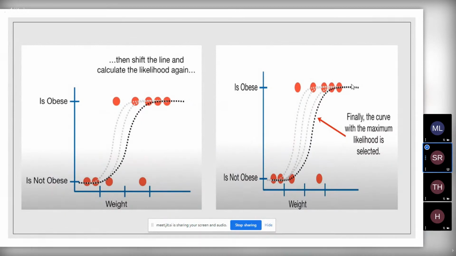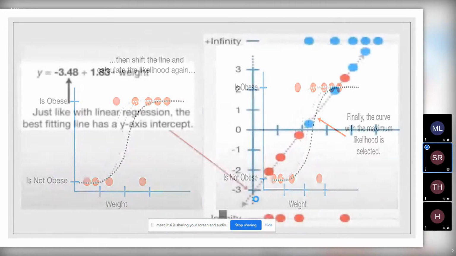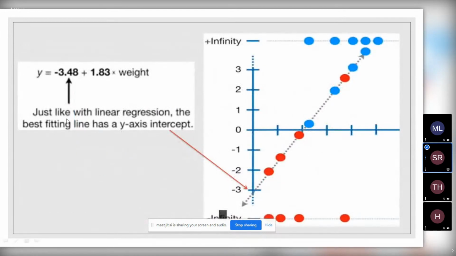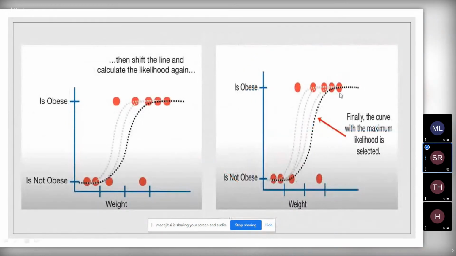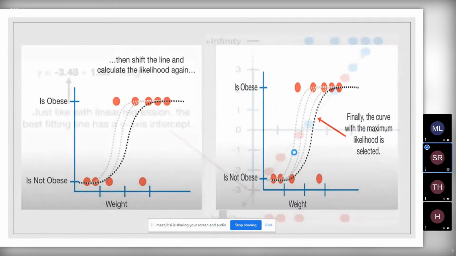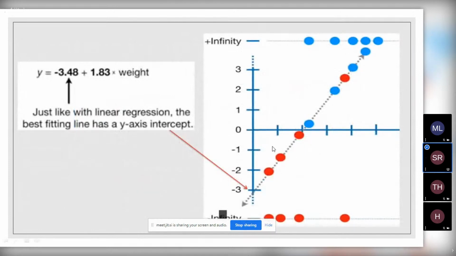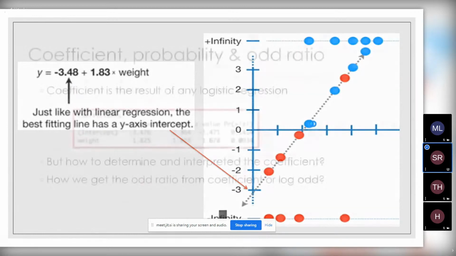Like I mentioned before, in linear regression we select the best line using the least squares line, but for logistic regression we use the maximum likelihood value. Same thing as I mentioned before. Let's say this is the best, the maximum likelihood, and this is the original candidate line. So we can create our equation using this line, with the y-intercept and the slope.